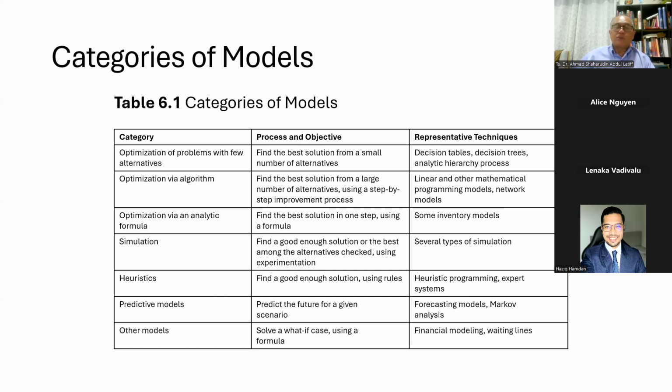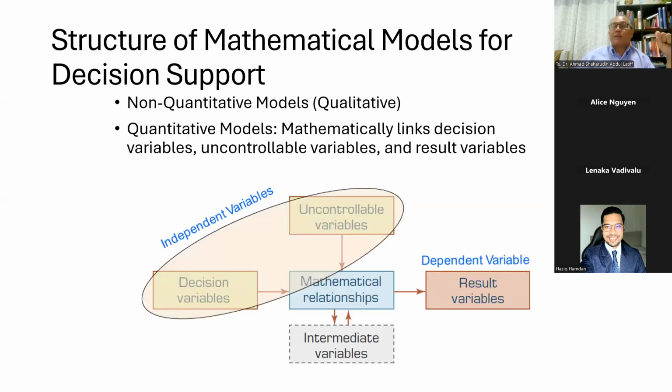For heuristic issues, you can use rules. And then you can do heuristic programming. You can have an expert system applying artificial intelligence. For predictive models, you can do forecasting models, or you use Markov analysis. You predict the future for a given scenario. For other models, you can use what-if analysis using a model. You can do financial models or waiting lines. So what is the model?